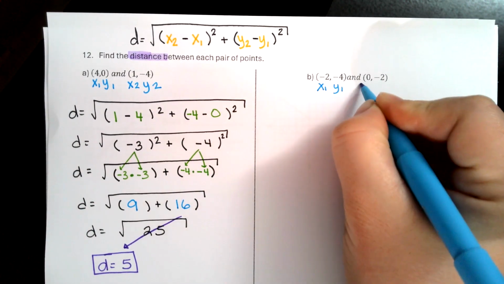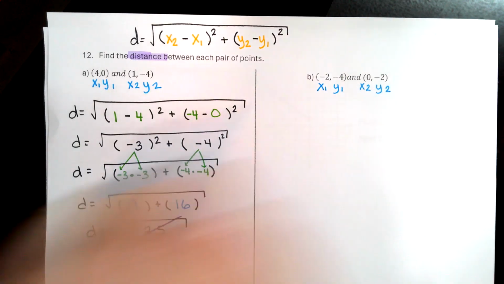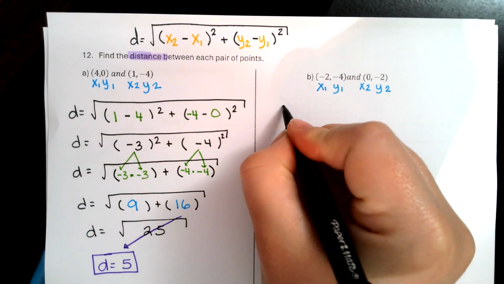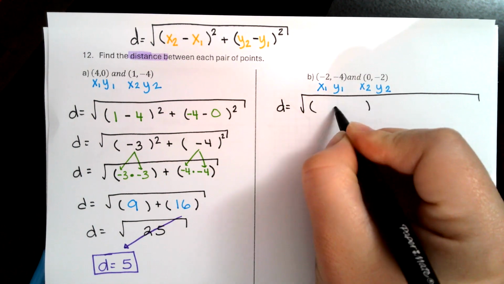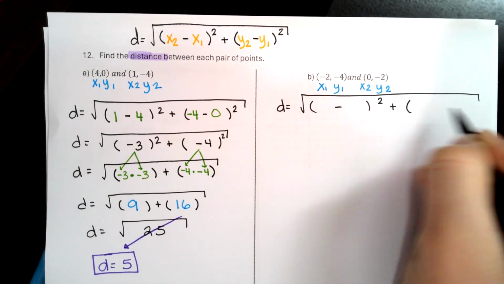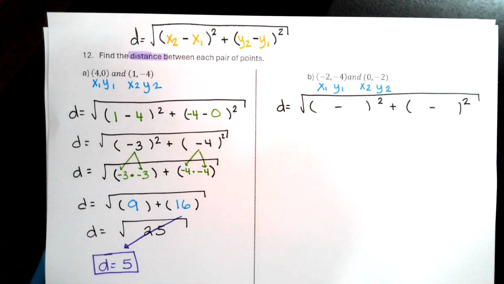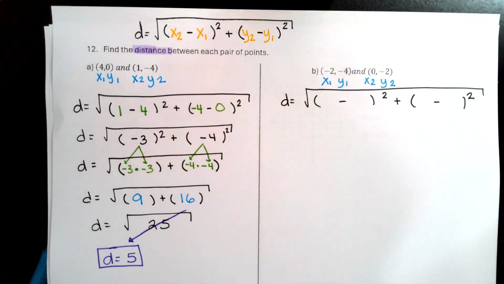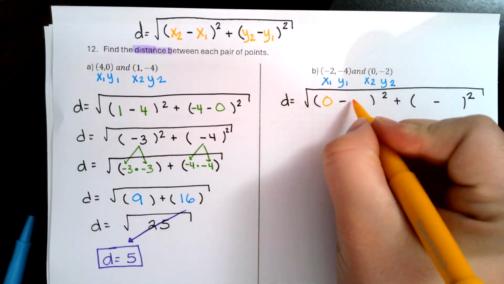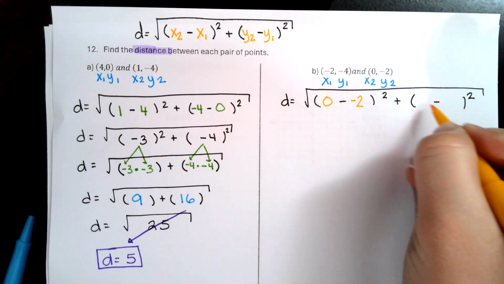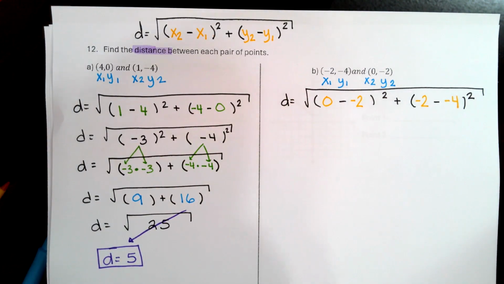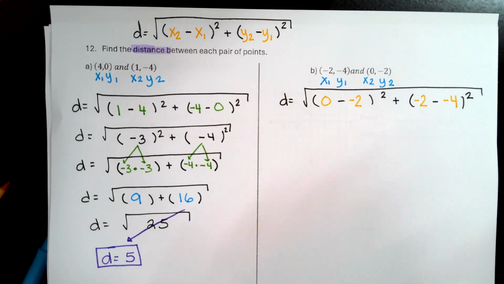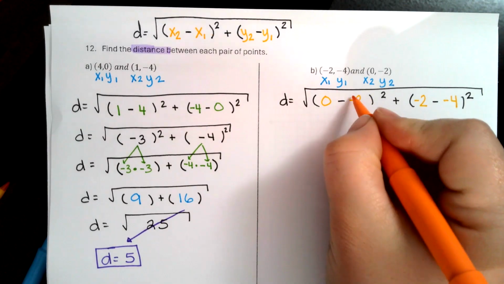x1, y1, x2, y2. Again, we have our setup. Big square root, open minus squared, and then open minus squared with a plus in the middle. x2 is 0. x1 is negative 2. y2 is negative 2. y1 is negative 4. If you have double negatives, which we do, we need to make them into an addition.